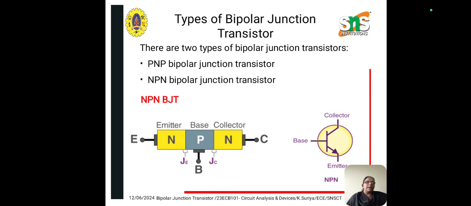Next one is the NPN transistor. In the NPN BJT, the P-type semiconductor is sandwiched in between the two N-type semiconductors. Here the two N-type semiconductors act as the emitter and the collector, and the P-type semiconductor acts as the base, as shown in the figure. Current entering the emitter, base and the collector has the sign convention of positive, while the current that leaves the transistor has the sign convention of negative.